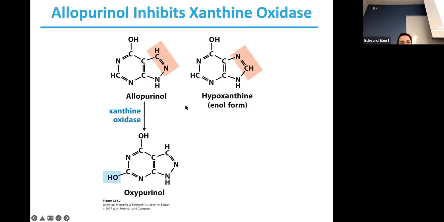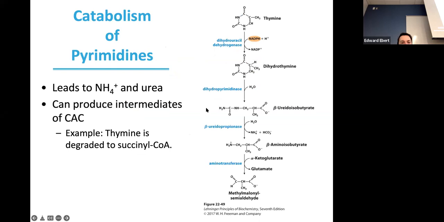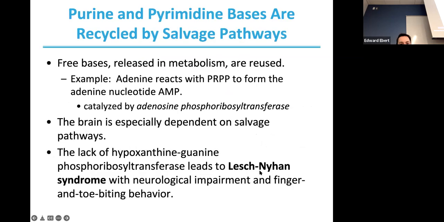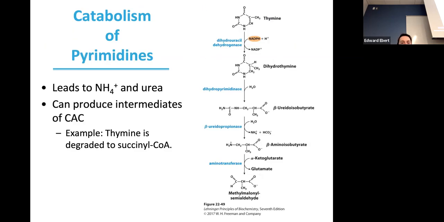Okay. If we look at pyrimidines, we have a slightly different pathway. We're going to end up making this methylmalonyl semialdehyde at some point. And again, instead of stopping at uric acid, our pyrimidines are being converted to urea and ammonia. We can also get some intermediates of the citric acid cycle. You can see alpha ketoglutarate, succinyl CoA. Thymine gets degraded to succinyl CoA, but you get this weird methylmalonyl semialdehyde. Eventually, though, you're going to get to urea. We're not going to focus on that pathway.